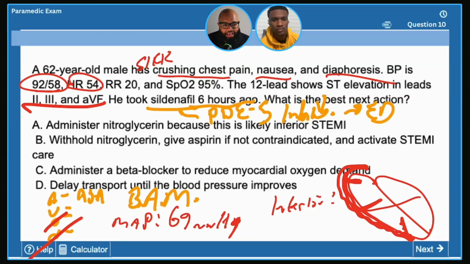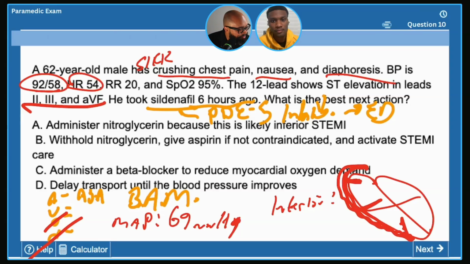Do we need vital signs? Yes, because we definitely need to know the blood pressure for the nitro. But in his case, because he took a PDE5 inhibitor within the last 6 hours, that's a contraindication for it. And then aspirin, unless there's a contraindication. But aspirin would be our first drug of choice.